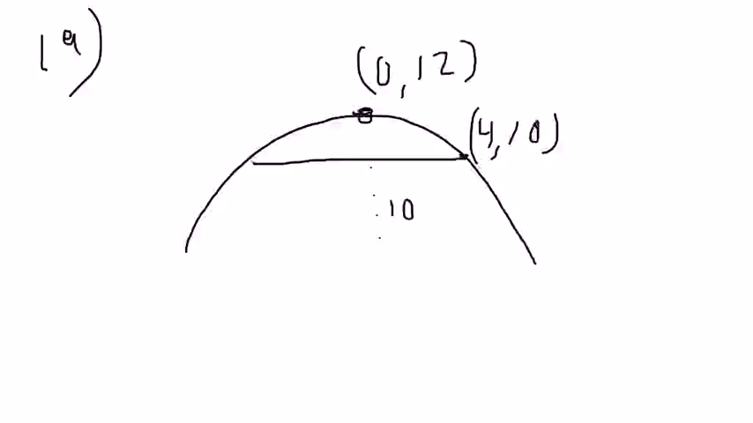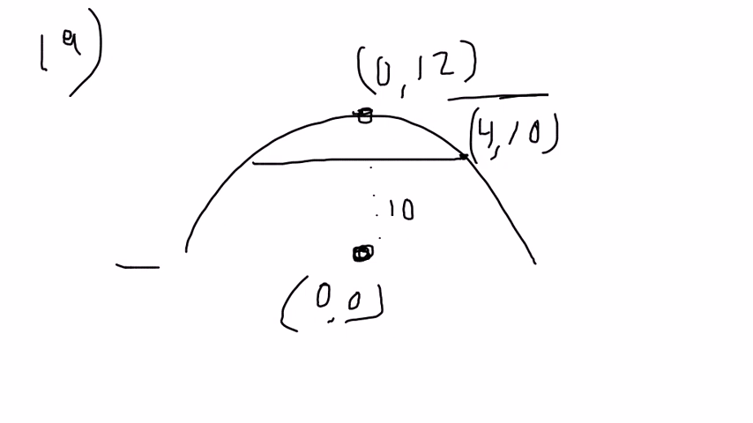Alright class, this is number 19. It says a parabolic archway has a height of 12 meters. So I chose this right here to be my (0, 0). There's other ways to set this problem up. You can go ahead and set this up however you want. But I chose this point right here on the x and y axis to be (0, 0).